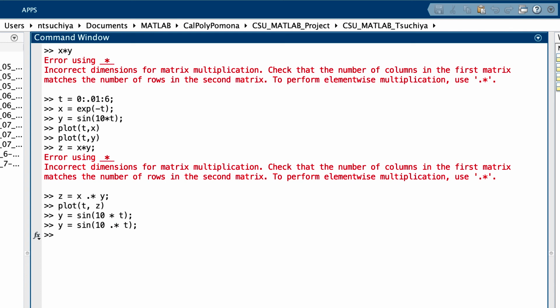So this is a quick explanation of element by element multiplication. You basically have to just put the dot in front of the operator that's multiplying or dividing two vectors of the same dimension together.